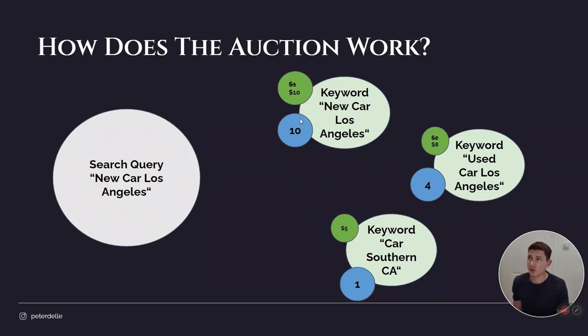I like to think of this quality score as an amplifier on your bid. So this, again, oversimplifies it, but this is a really good way to think about it. If you have a bid of $1 and a quality score of 10, you can amplify that bid by your quality score, and you'll get your effective bid in this auction. So you can see we went from having a bid of $1 coming into the auction to a bid of 10. Over here, advertiser 2, we have used car Los Angeles. Used is not new.